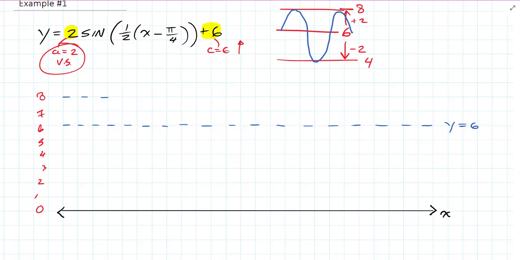I want you to draw your axis in the middle. But I would recommend to take your ruler and just quickly draw a dash line across, right? There's our maximum, 2 up. There's our minimum, 2 down. So we know our graph is going to be drawn between our maximum and minimum, right?